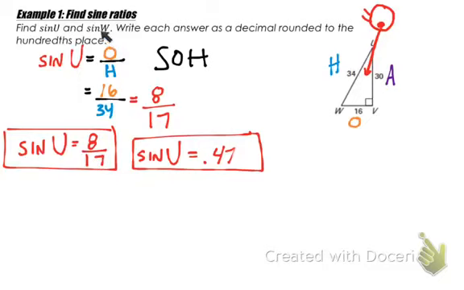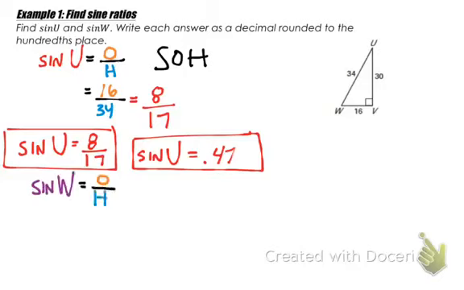Now we have to figure out what the sine of w is. So then I'm going to erase my diagram and draw my eye at w. Okay, so the hypotenuse is going to be across from the right angle again, which is still 34. The opposite side now is across from the eye. Okay, so then across from the eye is side uv, which is 30. And the last side, the adjacent side, is going to be 16, wv.